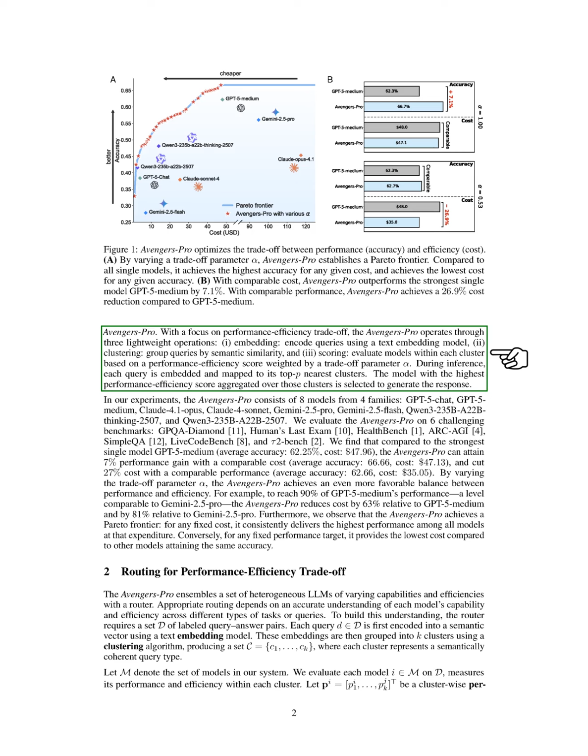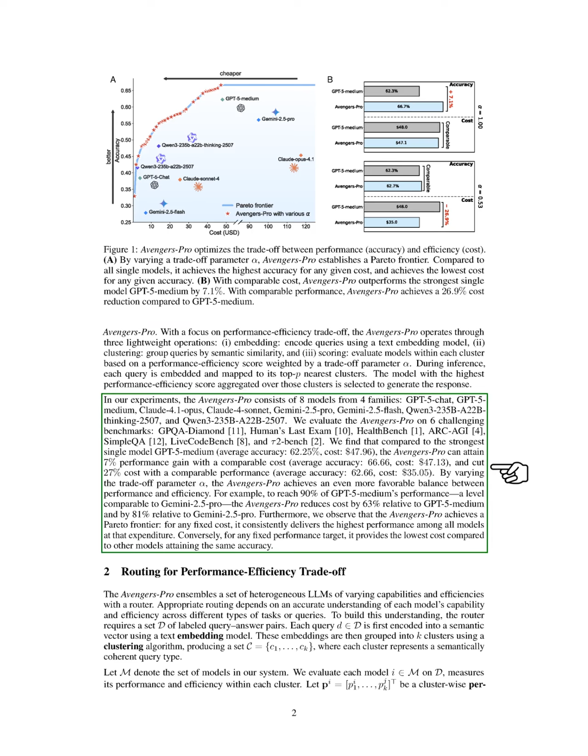During inference, we embed each query and identify its closest clusters. We then select the model with the best performance efficiency score from those clusters to generate a response. In our experiments, Avengers-Pro includes 8 models from 4 different families. We test it against 6 challenging benchmarks and find that it achieves a 7% performance improvement over the best single model, GPT-5 Medium, while maintaining a similar cost. Additionally, it can reduce costs by 27% while keeping performance comparable.